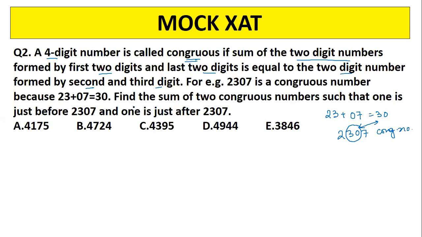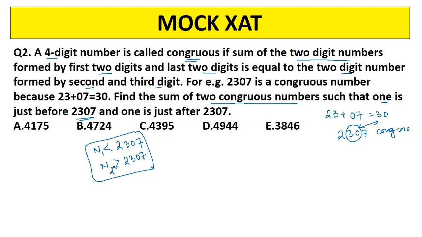So what are we asked to find? We are asked to find the sum of the two congruous numbers: one that is just less than 2307, and another that is just greater than 2307. So we are going to find these two numbers, n1 and n2. Okay. I hope you understood the funda behind the question. Let us start solving it.